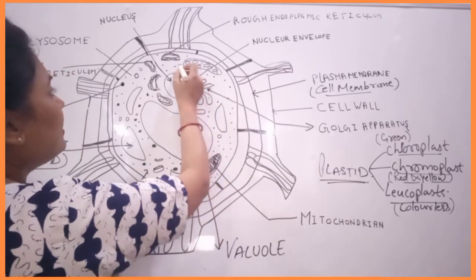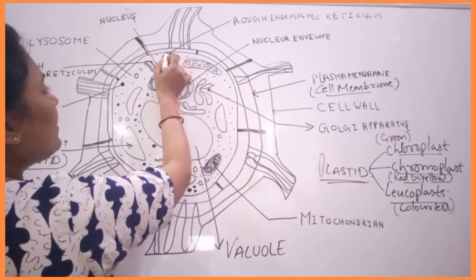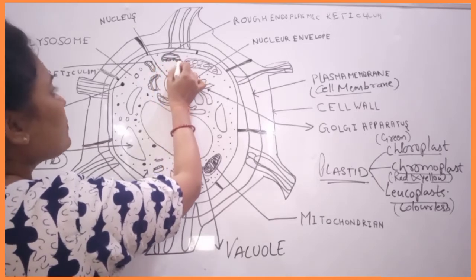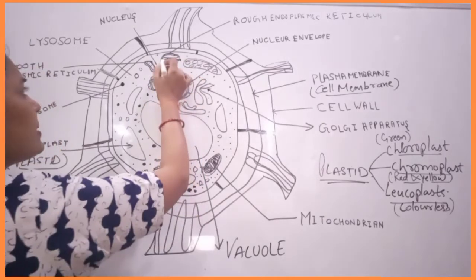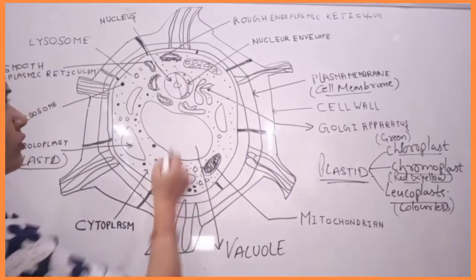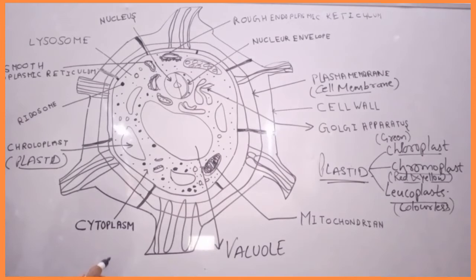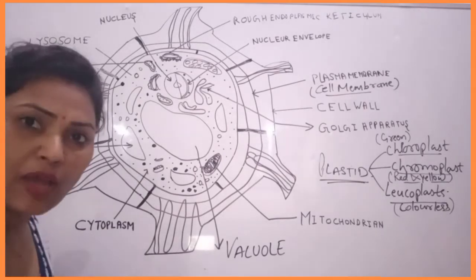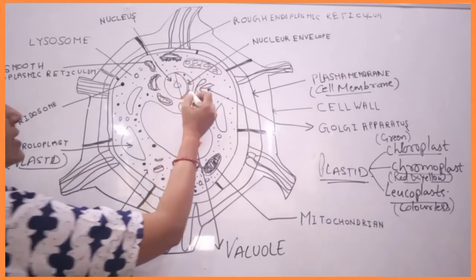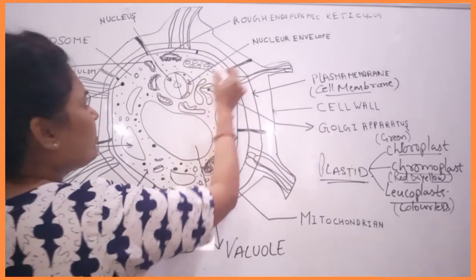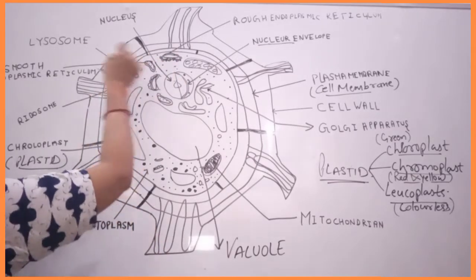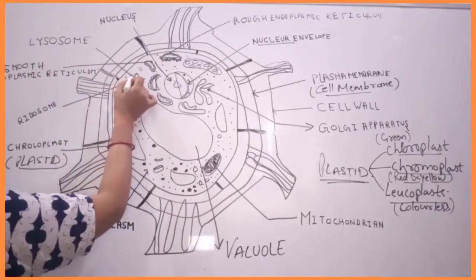And these are the rough endoplasmic reticulum, which contain ribosomes. These ribosomes are present on the surface of the endoplasmic reticulum, that's why it is known as rough endoplasmic reticulum or rough ER. And this is the nucleus. Above the nucleus, this is the nuclear membrane. You can see lysosomes are present here.